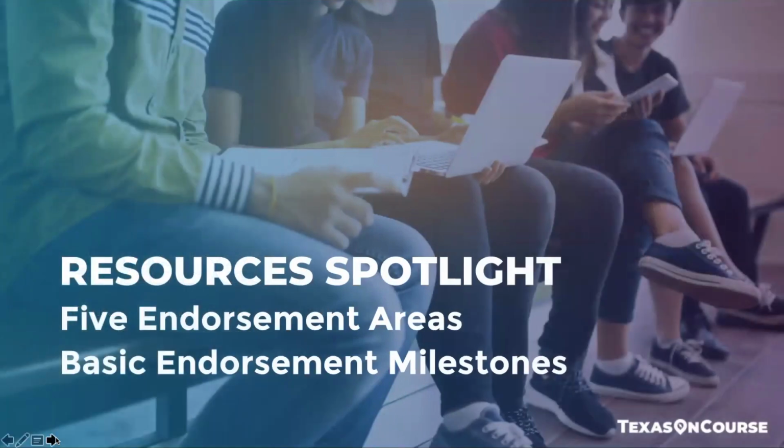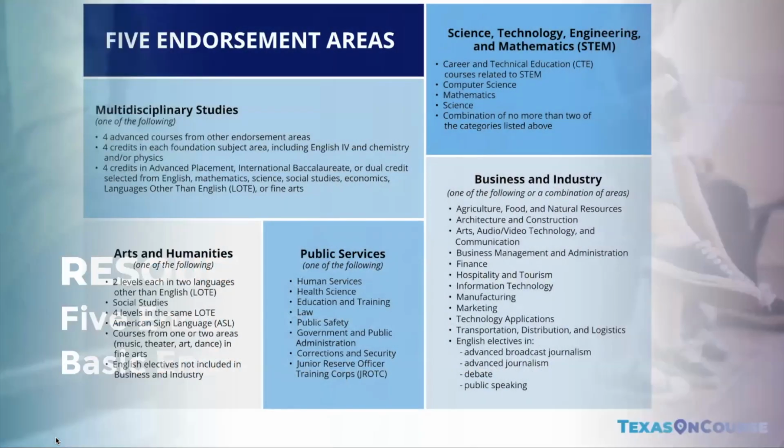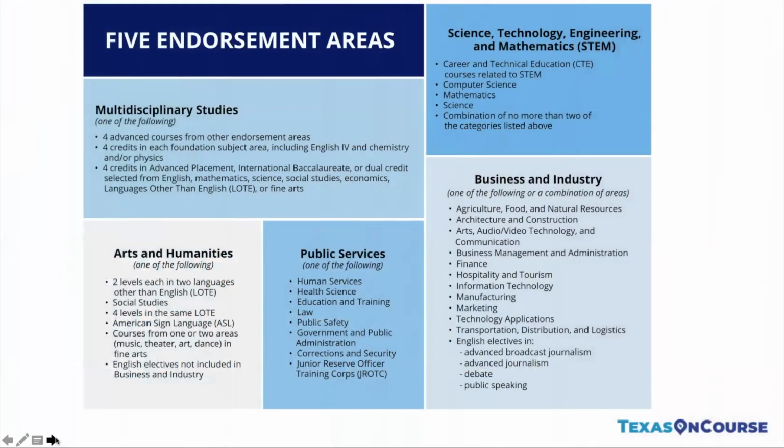Good morning again, this is Jasmine. One of our goals at Texas OnCourse is to ensure that the Academy includes infographics that you as counselors and advisors can download, print, and immediately use in your advising sessions with students and their families. The two resources we would like to highlight are entitled the 5 endorsement areas and also the basic endorsement milestones.